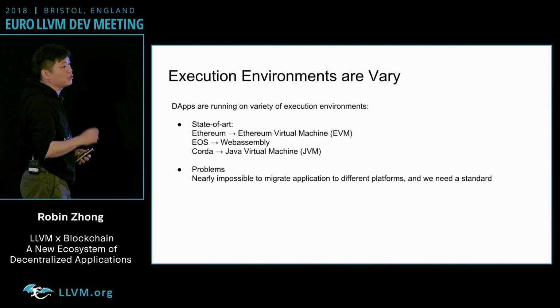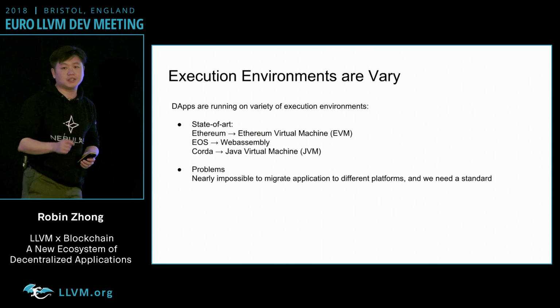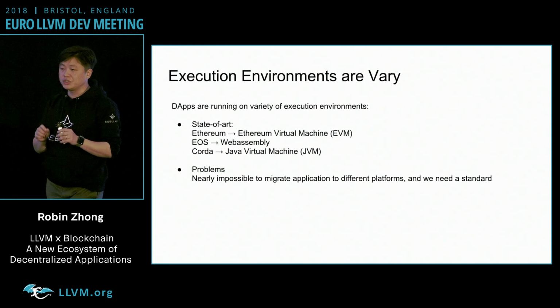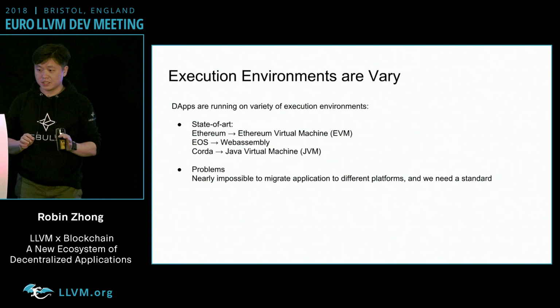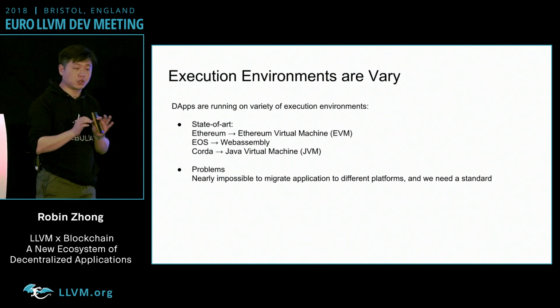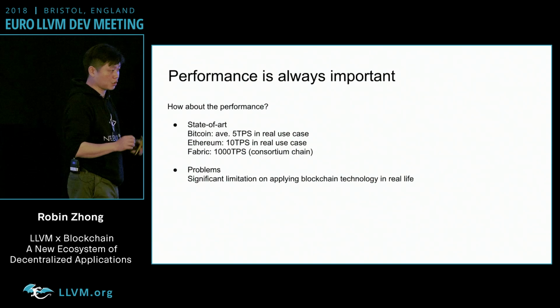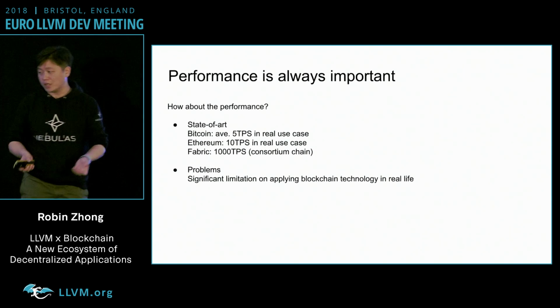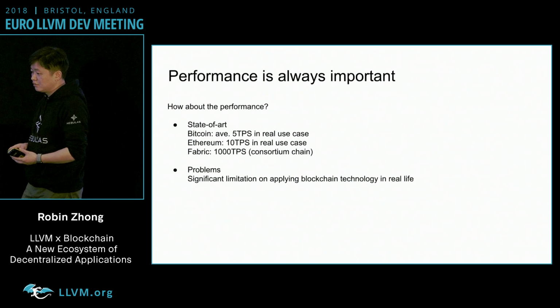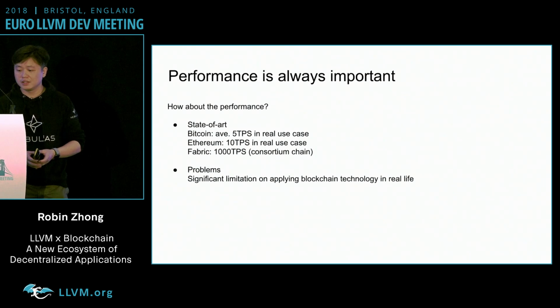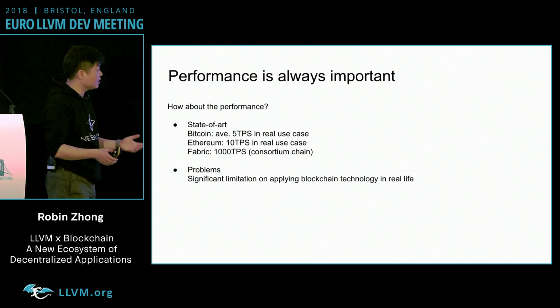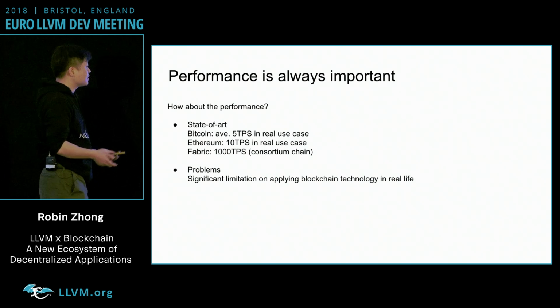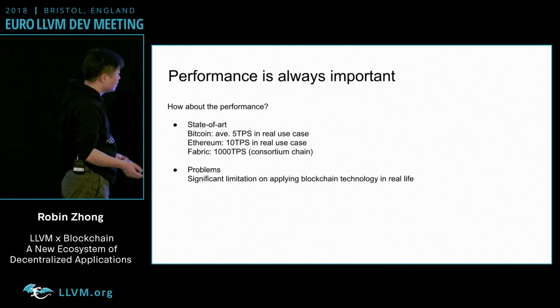If we can provide a unified platform, a unified execution environment, that will reduce all the risk, not only for the production, but also for the security. And performance is always important. Right now, Bitcoin's average performance is about 5 TPS. Ethereum is better, up to 10.